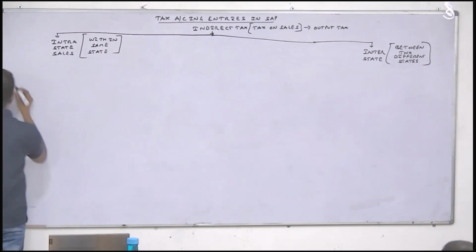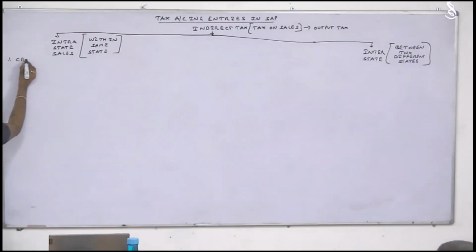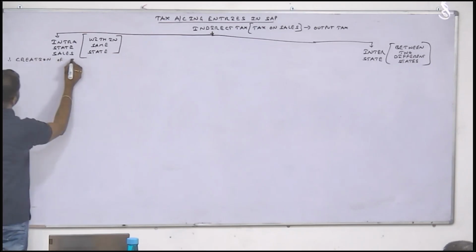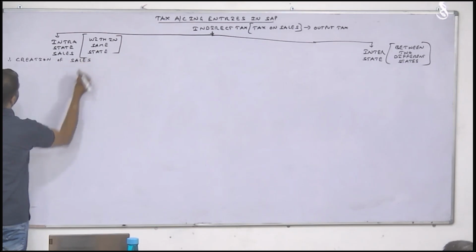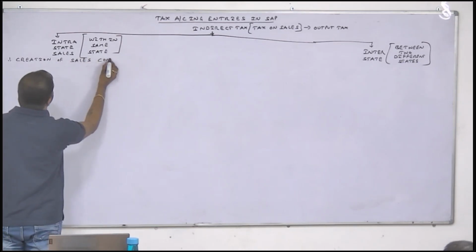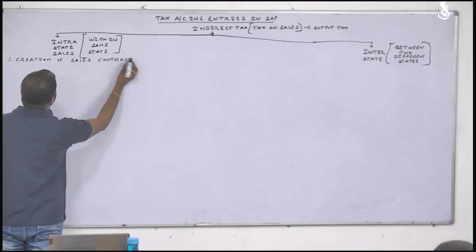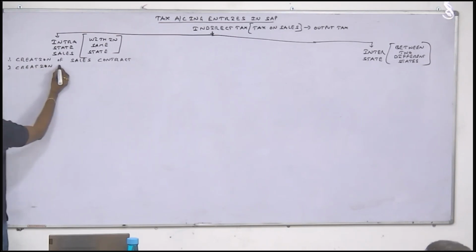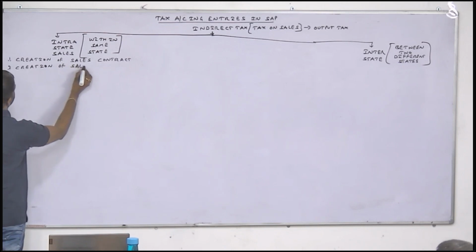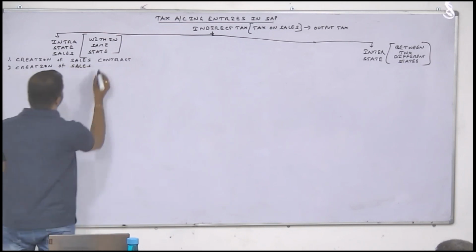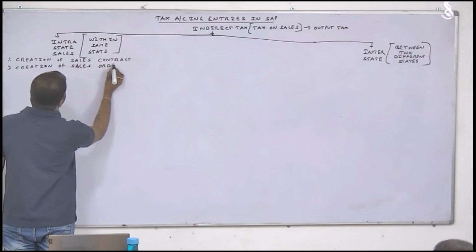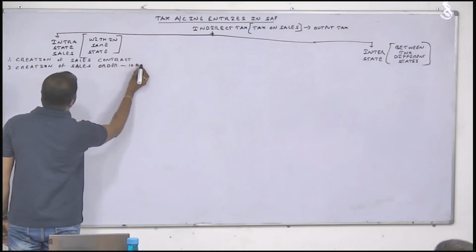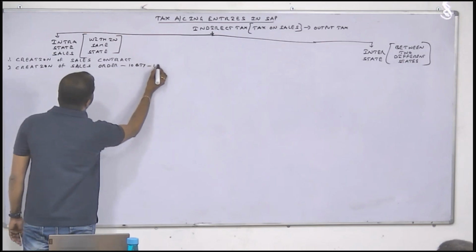What is the first step? Creation of sales contract. Then creation of sales order. Just assume quantity 1 lakh.